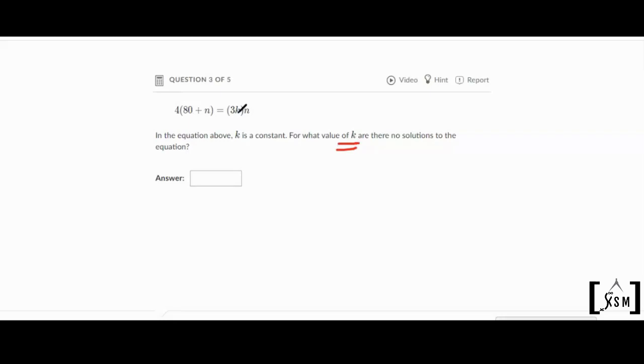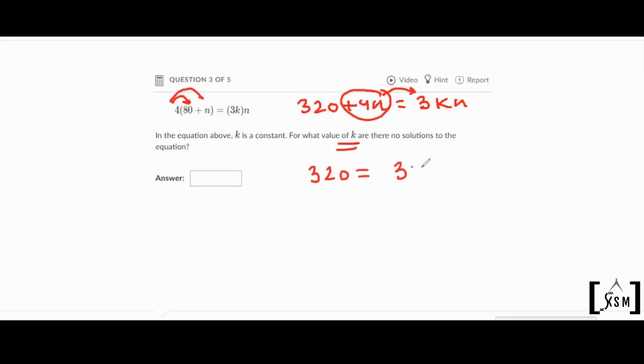So to have no solutions, it means, while solving for n, we'll solve for n first of all. 4 will multiply with 80 and with n. Let's solve it. So 320 plus 4n is equal to 3kn. And we bring 4n this side because we have to solve for n. We'll get the value of n first of all. So we are left with 320 is equal to 3kn minus 4n.